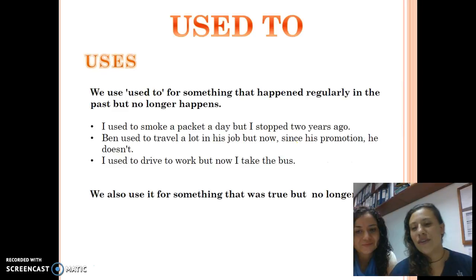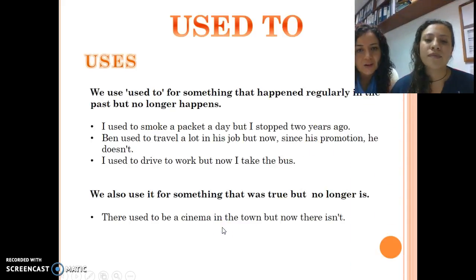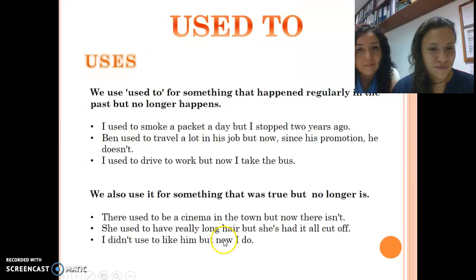Okay, there is another use for this. We also use it for something that was true but no longer is. There used to be a cinema in the town, but now there isn't. She used to have really long hair, but she's had it all cut off. I didn't used to like him, but now I do.